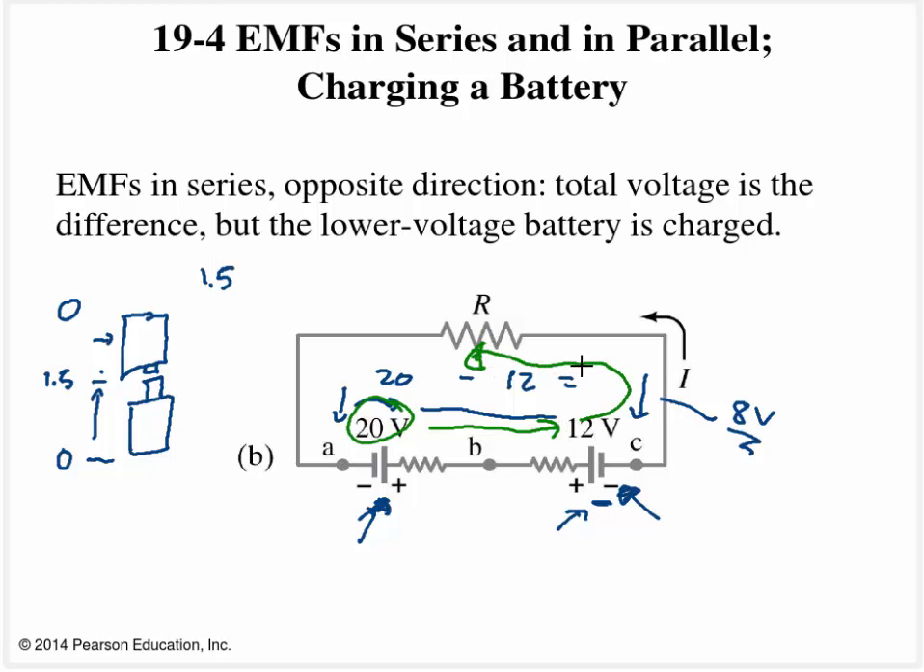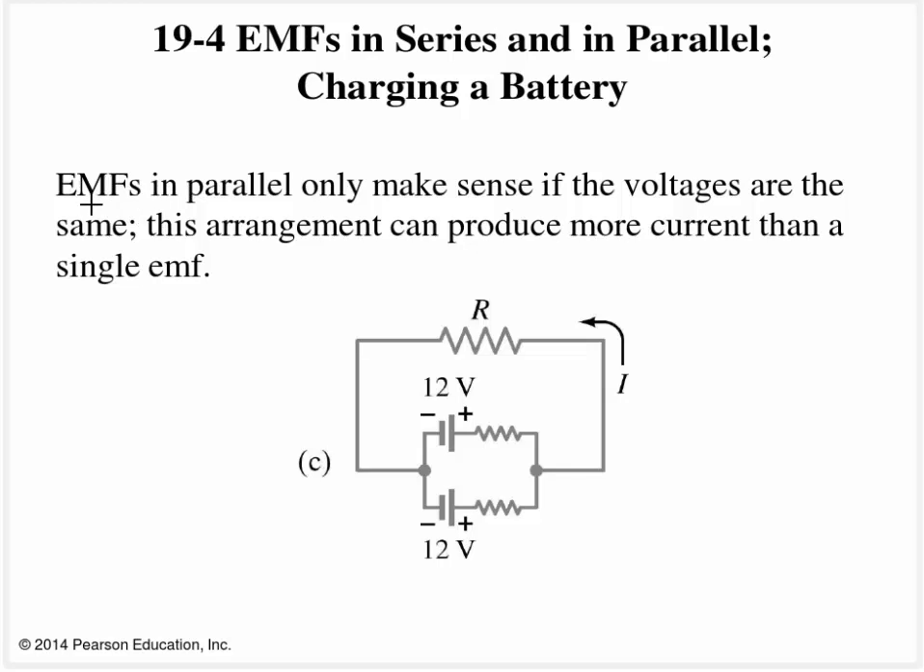And lastly, I'll finish batteries by saying it only makes sense to put batteries in parallel if the voltages are the same. Keep in mind that these guys are in parallel, so I'm still only going to have 12 volts worth of potential across this guy, but we can produce more current than a single EMF or a single battery.